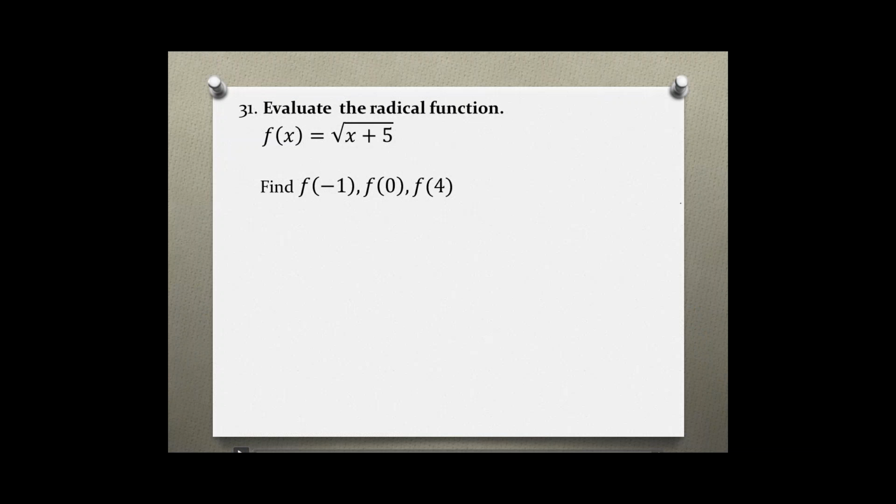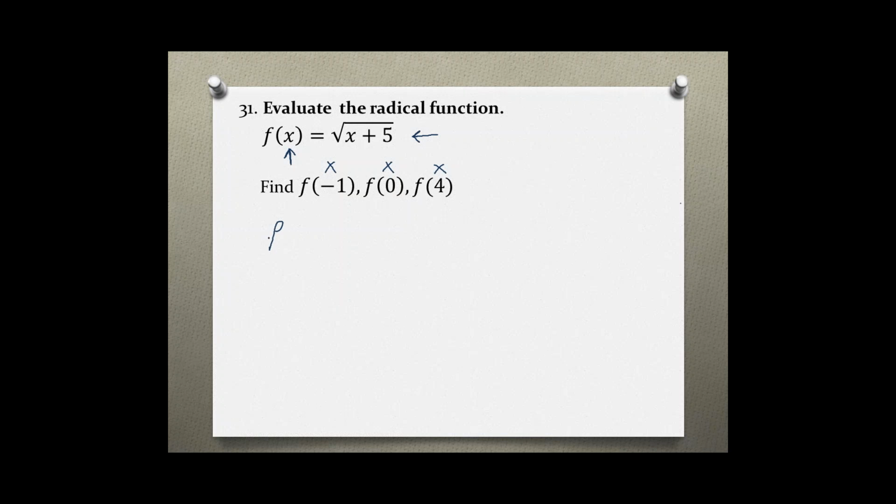Problem number 31, evaluate the radical function. So right here we have our radical function, and then it says find f of -1, f of 0, and f of 4. So remember, usually it says f of x, so that means that all these values that are here in parentheses are x values. So what we do is each individually we will plug them into the function.